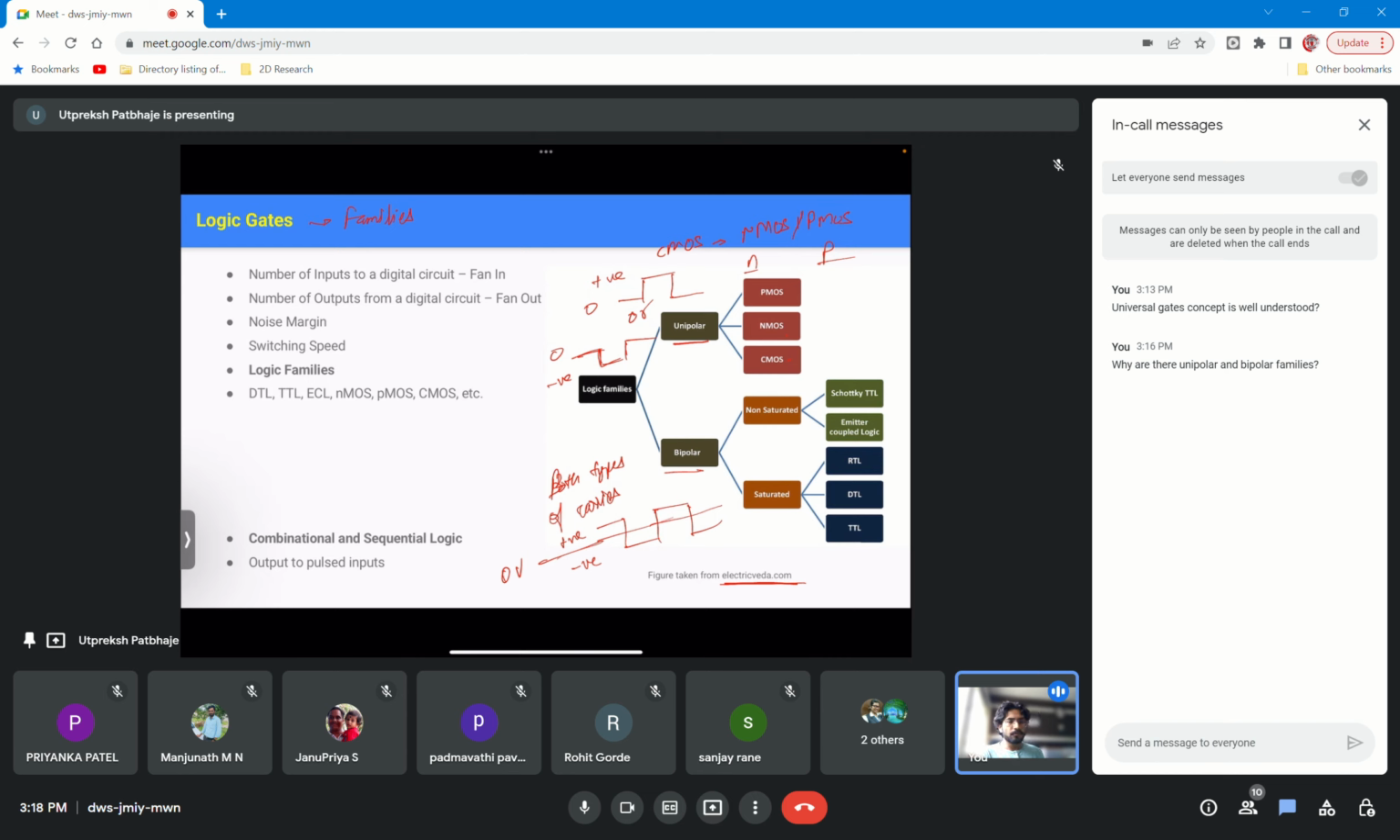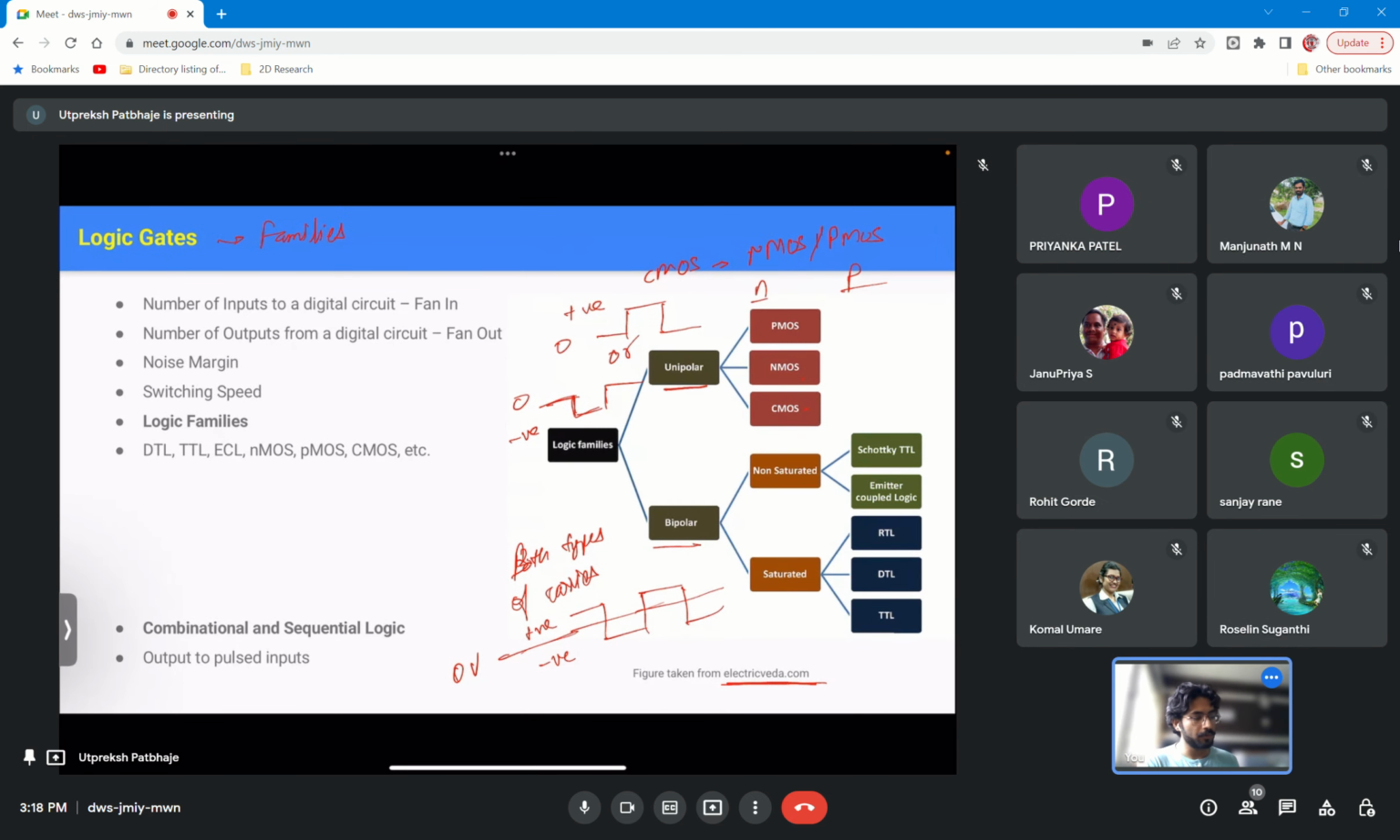And the choice of the logic gate family that you want to use in your application depends on the number of inputs required, the number of outputs that are to be driven using this circuit, then what kind of tolerance of noise margin is available to your application, and what kind of switching speed is required. These are some of the factors which you will look upon to select out of all the available families for making a digital circuit.